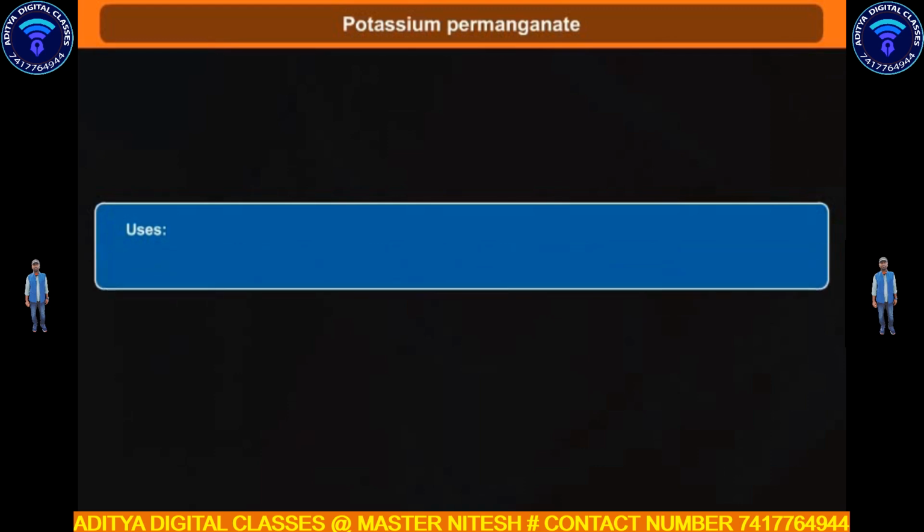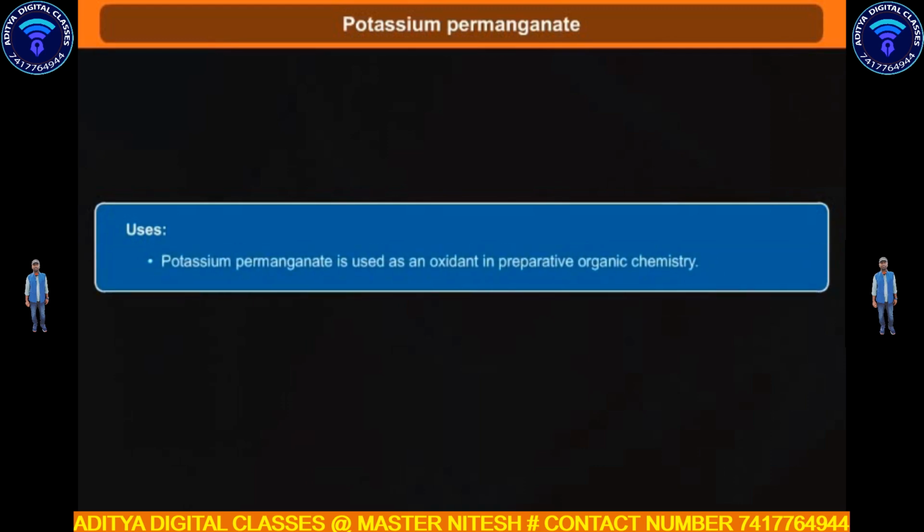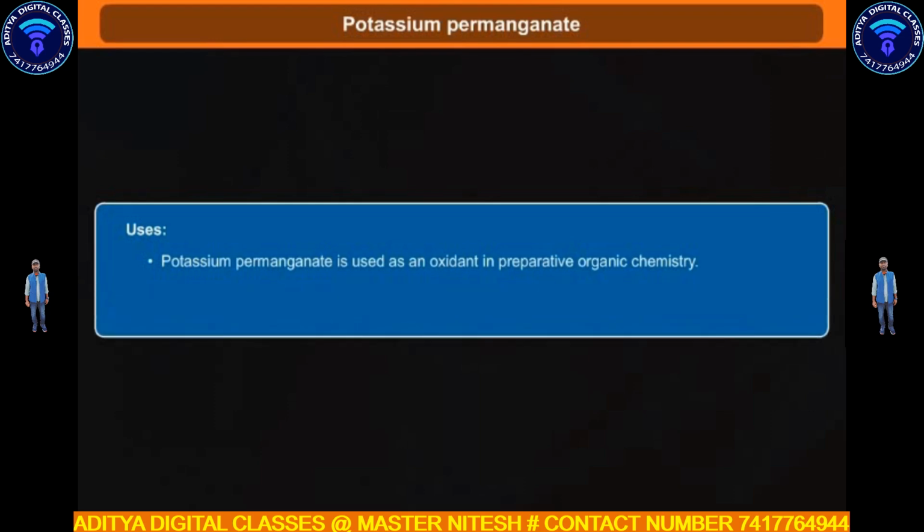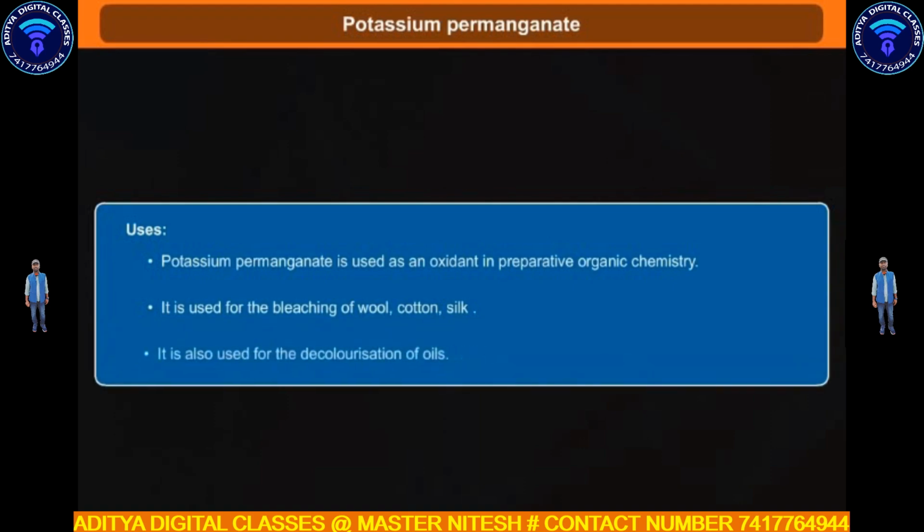Uses. Potassium permanganate is used as an oxidant in preparative organic chemistry. It is used for the bleaching of wool, cotton, silk. It is also used for the decolorization of oils.